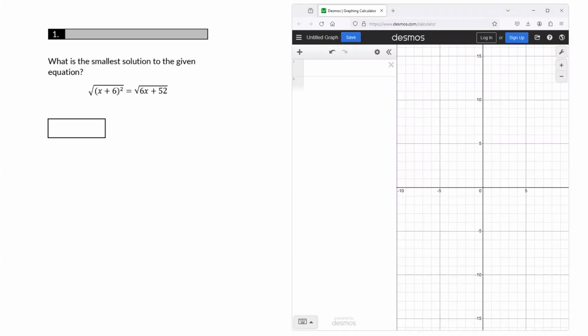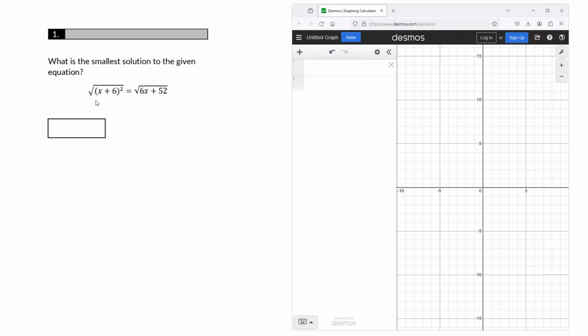Question number 1. What's the smallest solution to the given equation? This does not look like a graphing problem. However, the graphing calculator is the best way to do it. If you are not using the Blue Book app to practice with the SAT, you can still use Desmos. You just have to go to desmos.com and click on graphing calculator. You're going to get a window like this, and you can pretty much solve any equation with one variable that you want using Desmos.